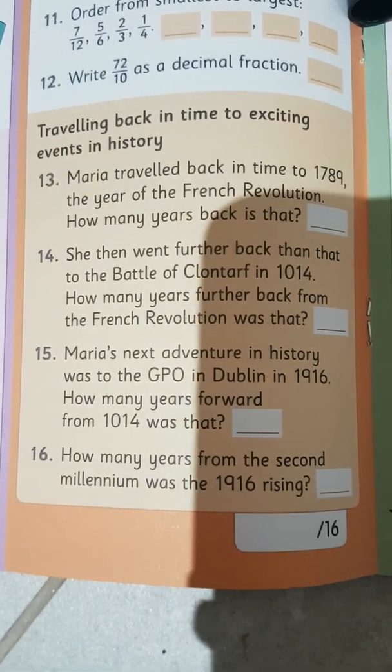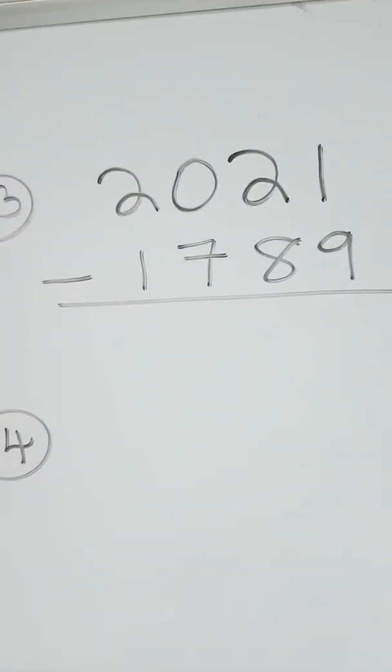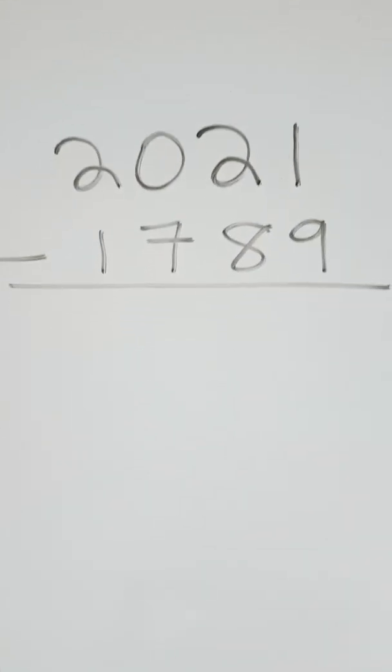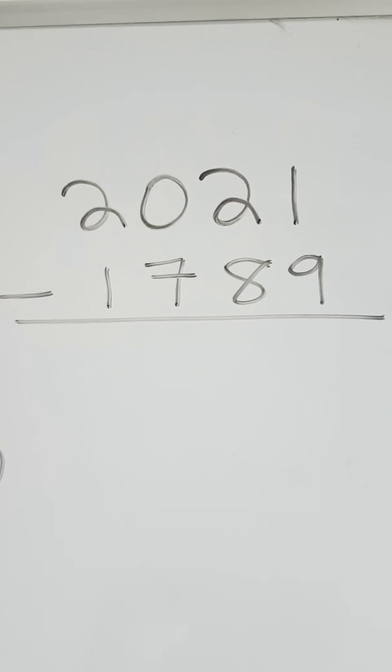Okay, so we're on to the problems now. Traveling back in time to exciting events in history. So Maria traveled back in time to 1789, the year of the French Revolution. How many years back is that? So we know it's now the year 2021, so we just minus 1789 from 2021.